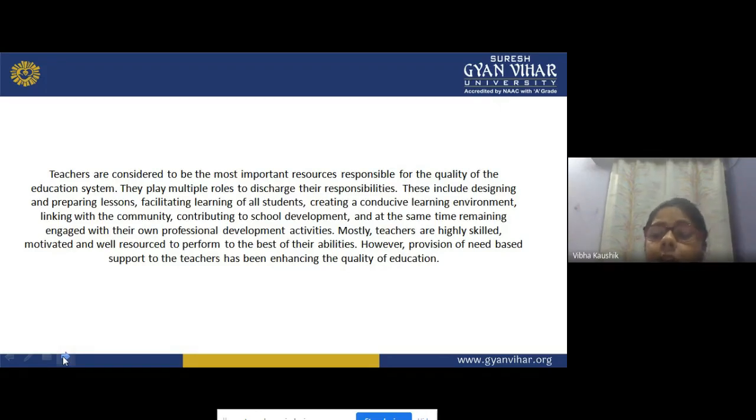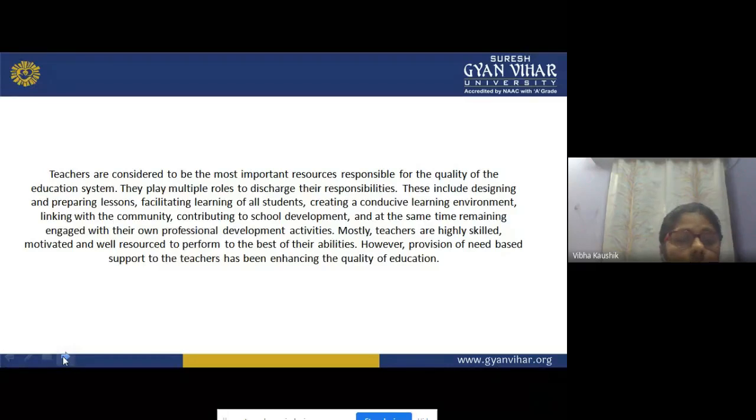Mostly teachers are highly skilled, motivated and well resourced to perform to their best abilities. However, provision of need-based support to the teachers has been enhancing the quality of education. It means the quality of education is improving when provision has been made for support to the teachers.